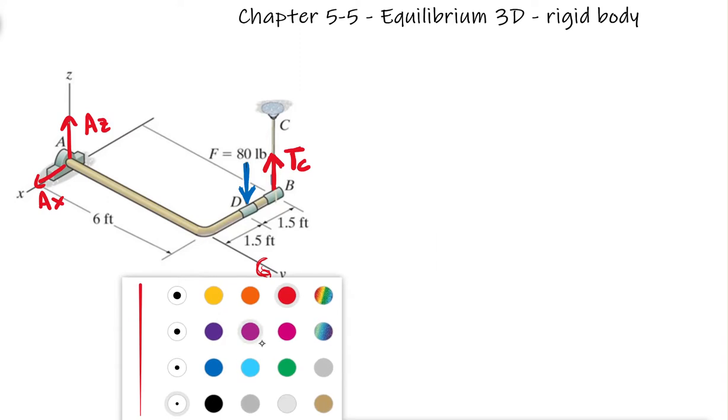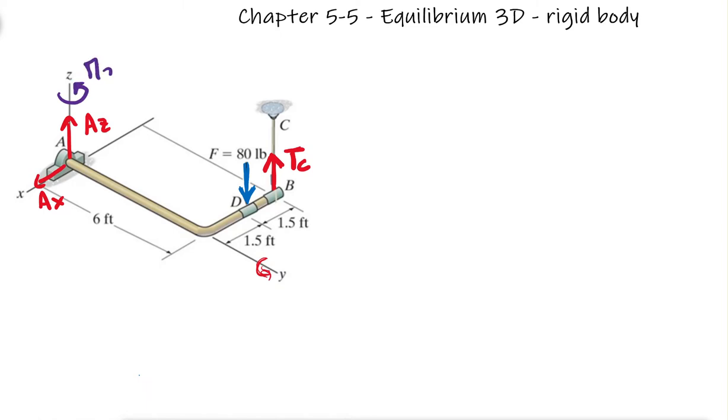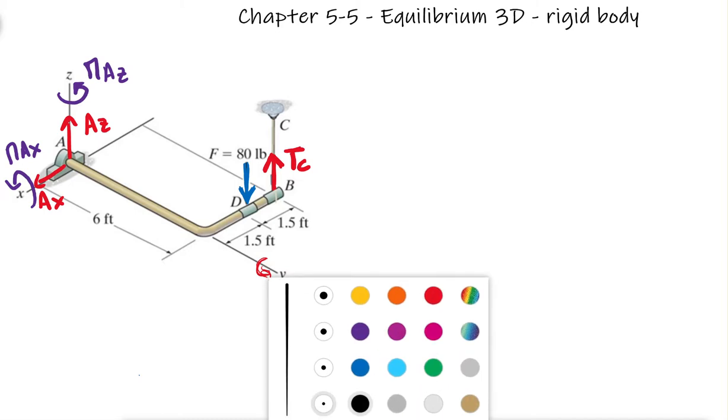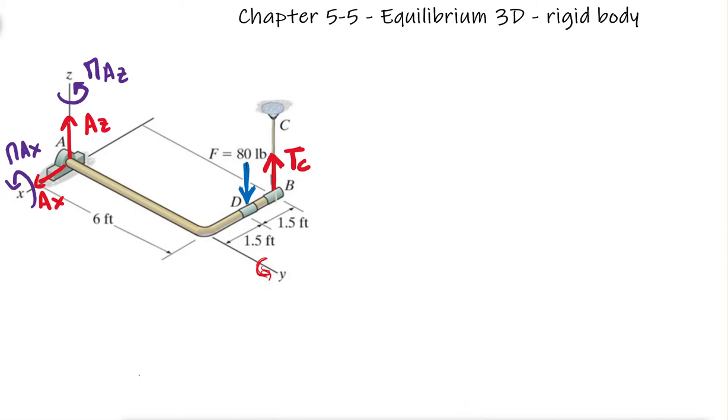So let me draw them maybe in purple so you can see them a little bit better. So moment about Z, that's the moment of A, Z. And for X, moment A, X. Okay, so your moment about A has two components on X and Z. I make them purple to see them correctly, but that's also unknown. Okay, I will show you two ways to solve this problem.